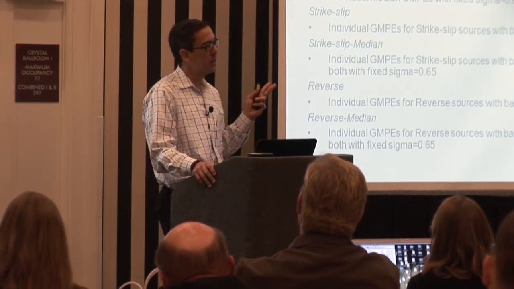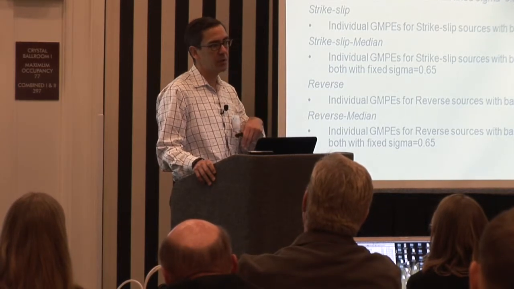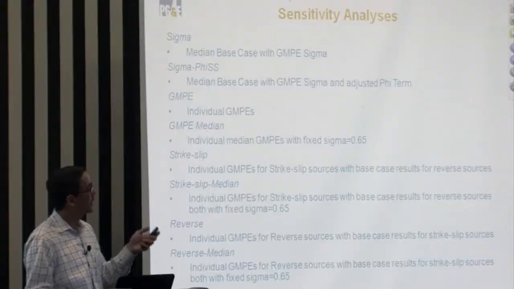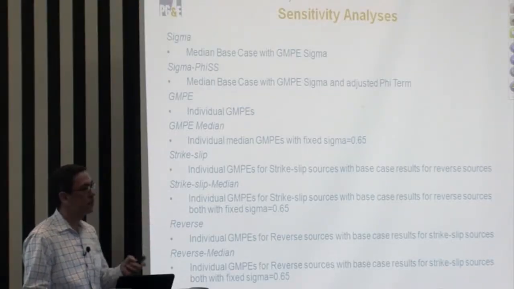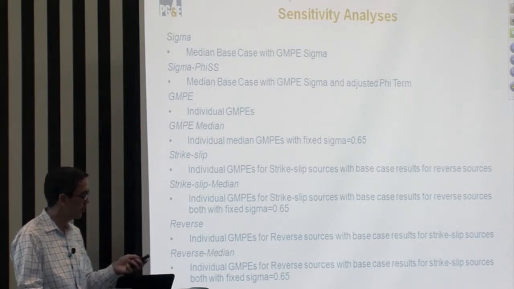Because 2 of the models, the Idriss relationship for 2008 and the new NGA2 model, don't break their sigma apart, we can't run those cases for this phi SS. As well, the GK model doesn't have its sigma broken out into the phi and the tau terms.